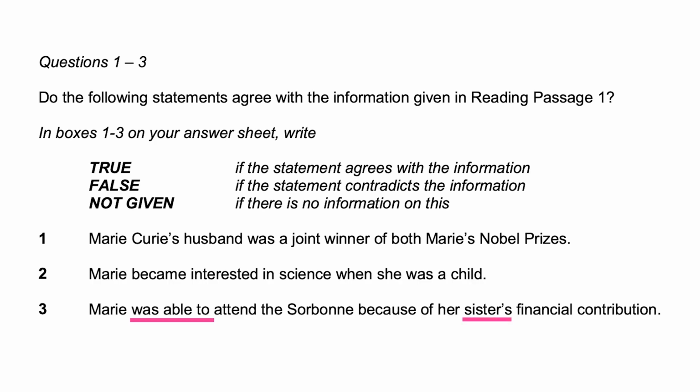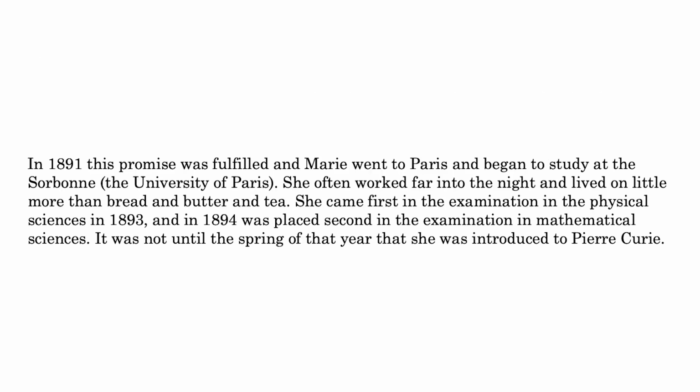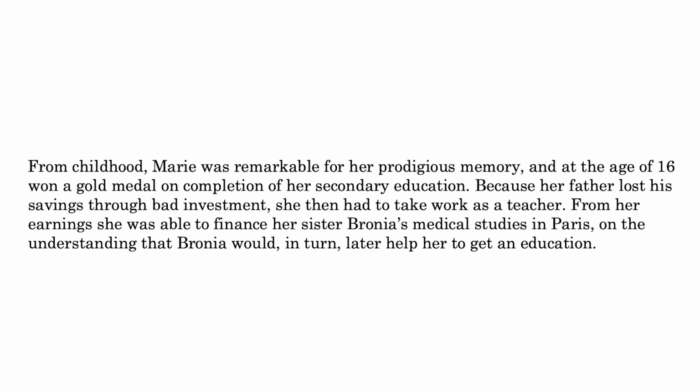For the final question, Sorbonne and financial could help you locate the correct part of the text that has the answer. Was able to and sisters could help with the actual answer. Maybe Curie wasn't able to attend Sorbonne, or perhaps it was someone other than her sister who had helped financially. Looking in the text, we can quickly see Sorbonne at the beginning of the third paragraph. Now, can we see any mention of money or her sister? The first sentence mentions a fulfilled promise, so I'm going to read the end of the previous paragraph to find out what it is. We can now see the words earnings and finance.